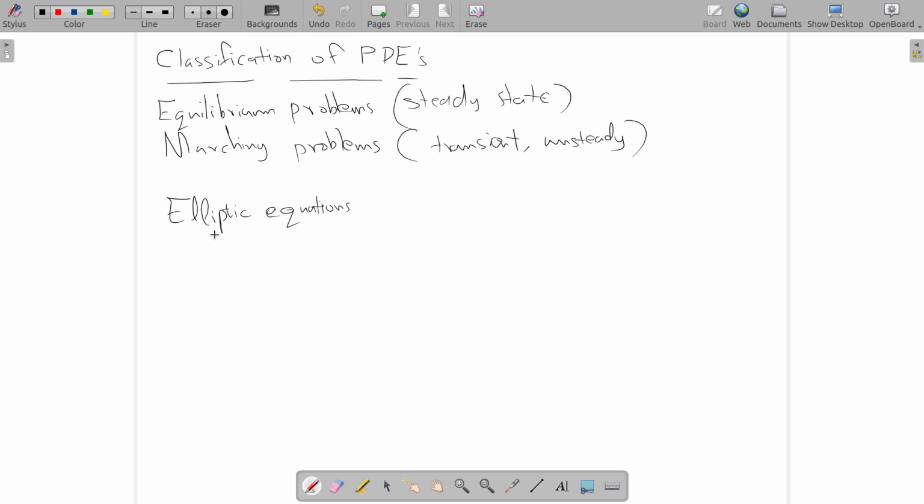Okay, so elliptic equations are described using the Laplace equation. So for a 2D case, this will be the prototype of the equation. This is nothing but del square phi, right? Del square of phi is equal to 0.